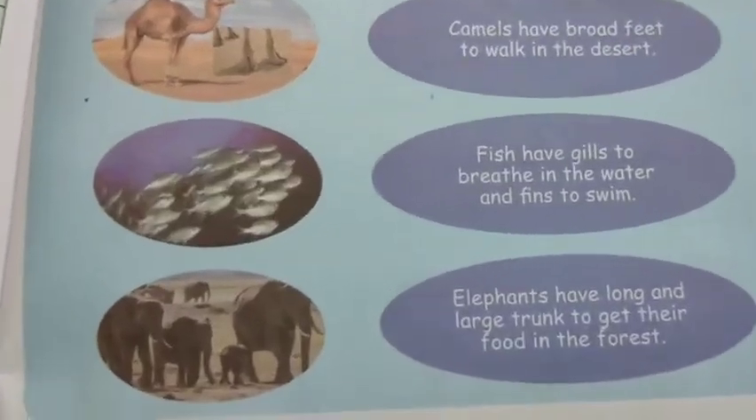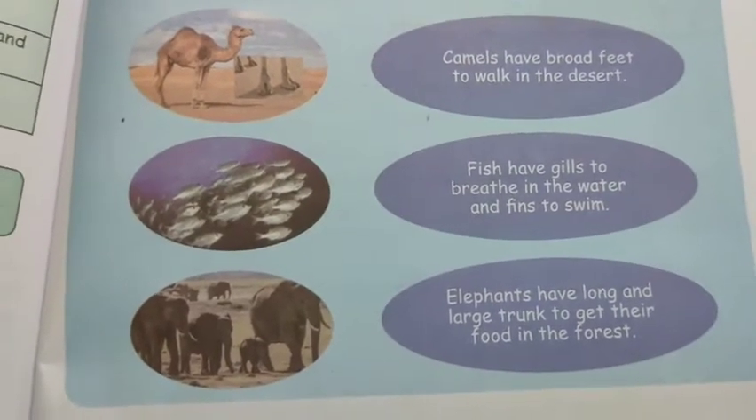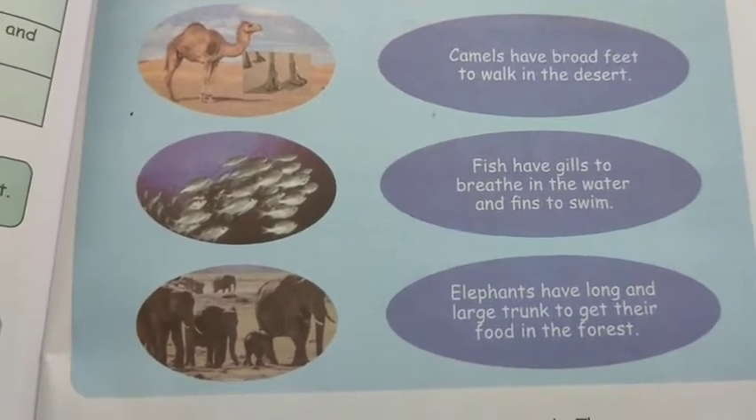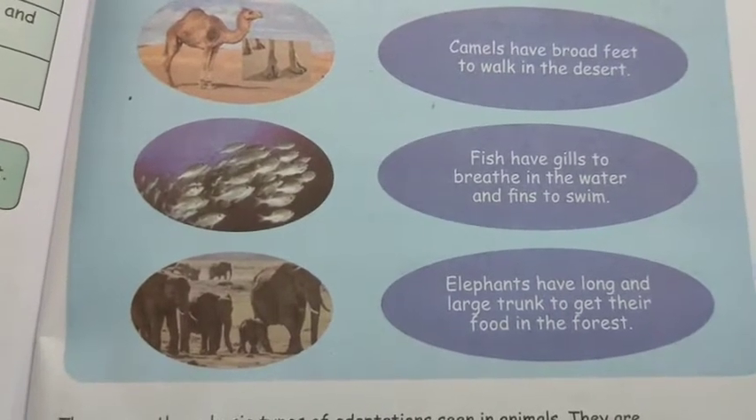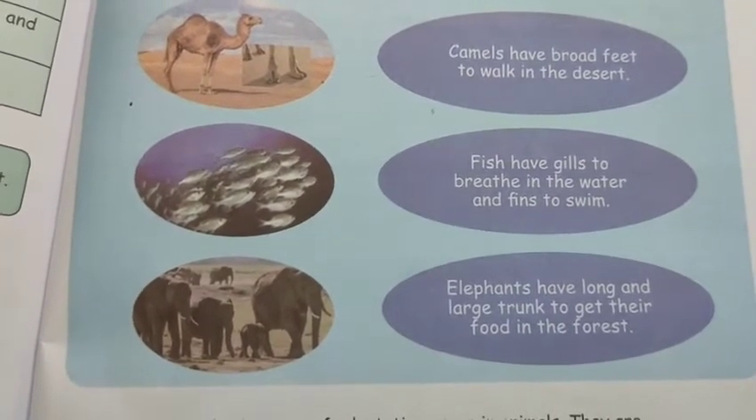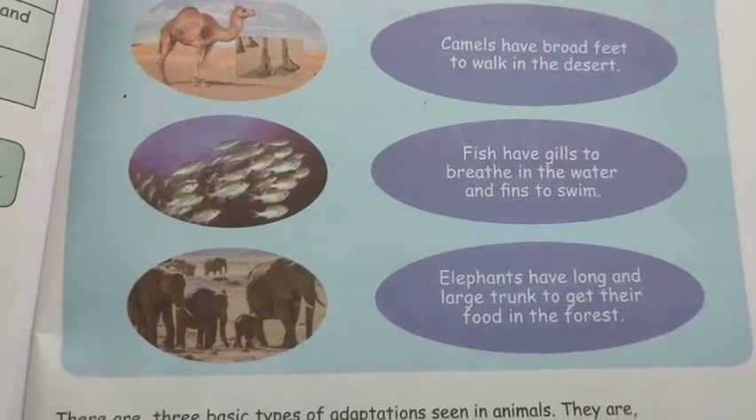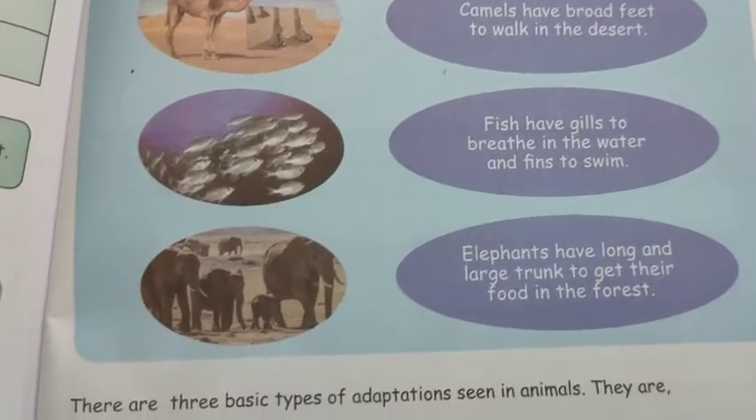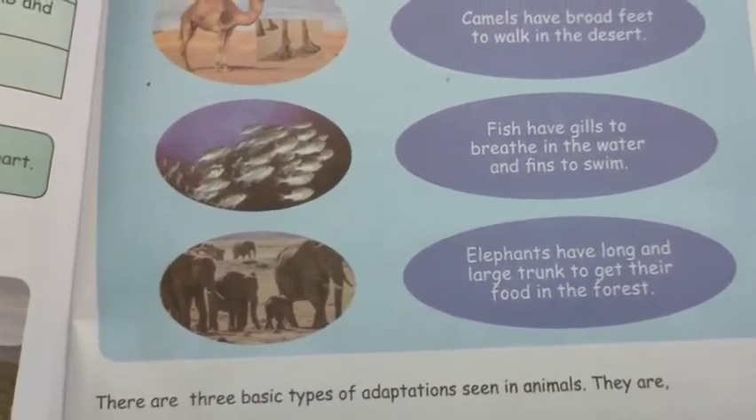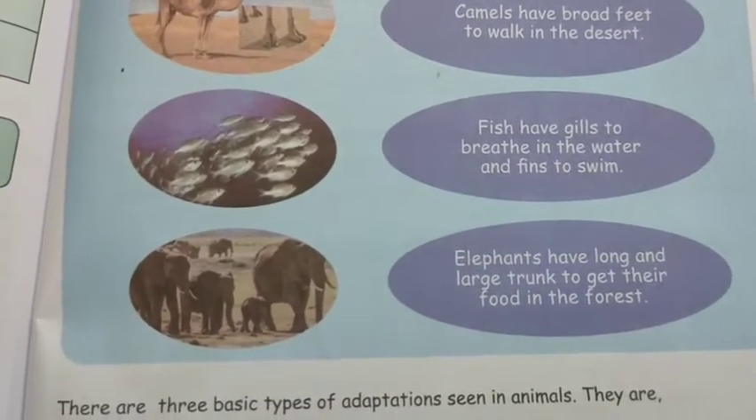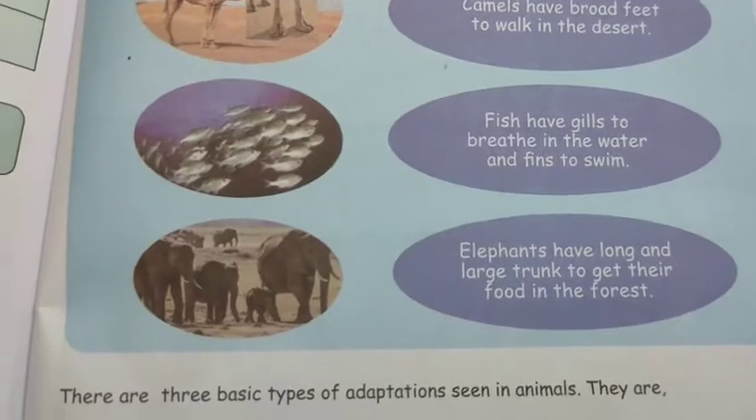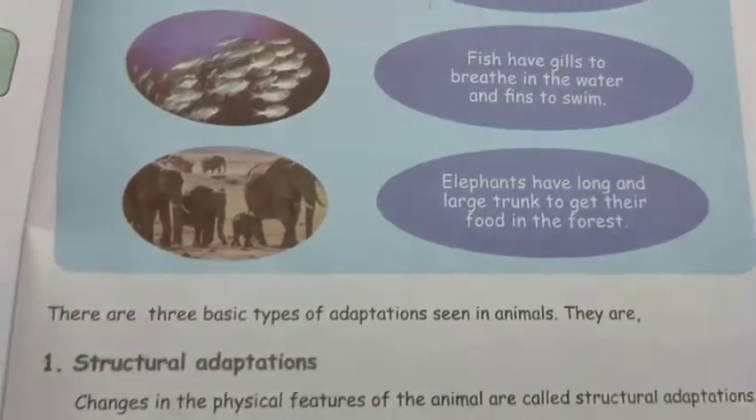Next. How do fishes breathe? Fishes are living beings, right? So how do fishes breathe? Yes, by using their gills. Fish have gills to breathe in the water and fins to swim. How do the fishes swim? By using their fins. And how do fishes breathe? By using their gills. So this is also an adaptation.